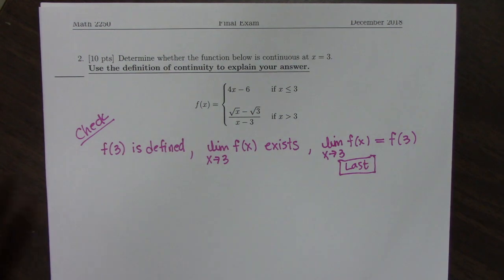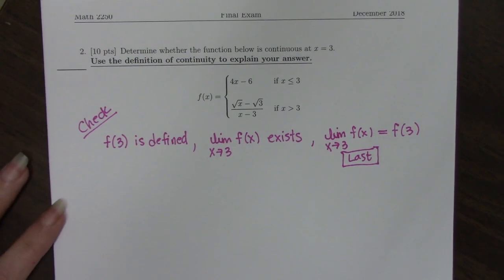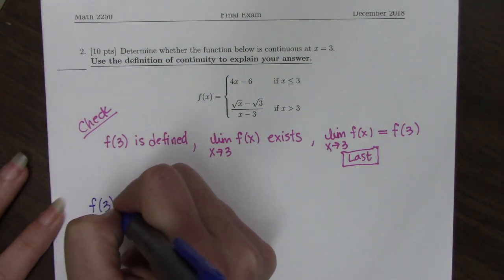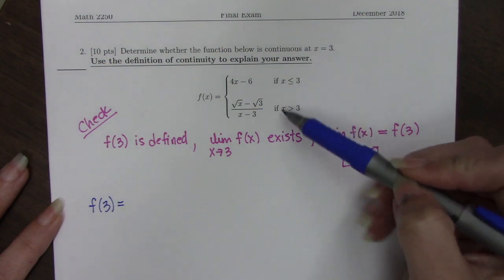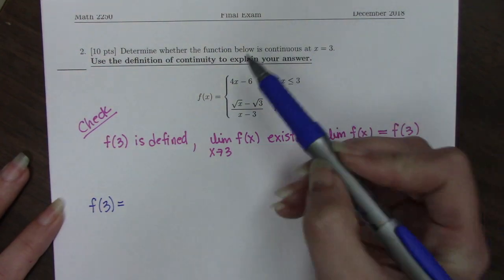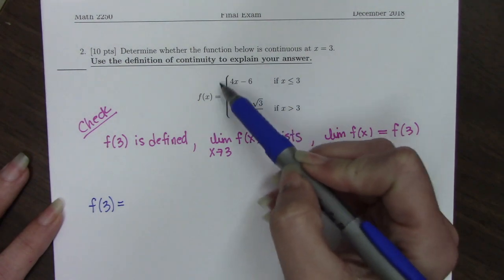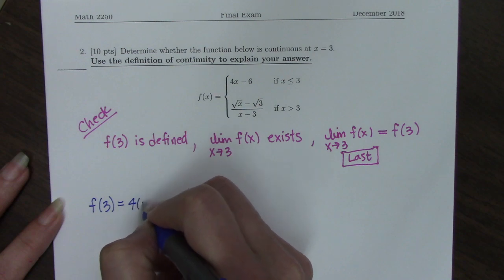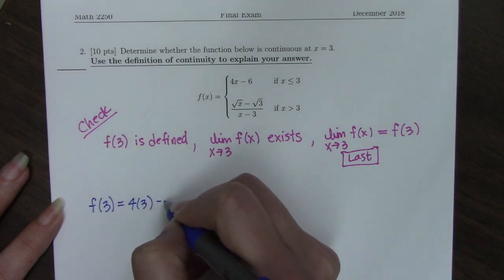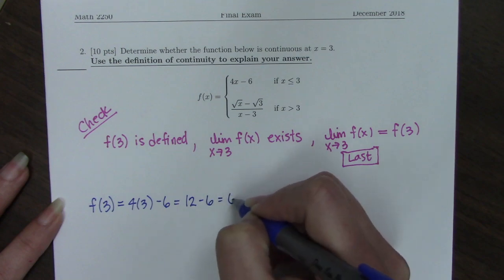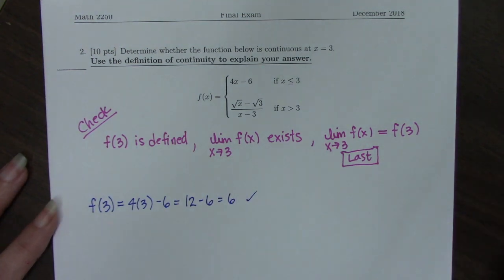So the first thing I'm going to do is check, does f of 3 exist? So f of 3, this is a piecewise function. So if we go over here, 3 is included here. That means to calculate f of 3, I have to plug it into this piece of the function. So f of 3 is 4 times 3 minus 6. That's 12 minus 6, which is 6. So it passes the first checkpoint.